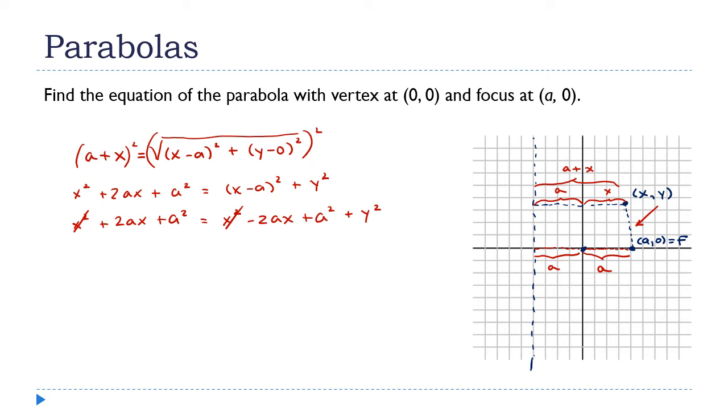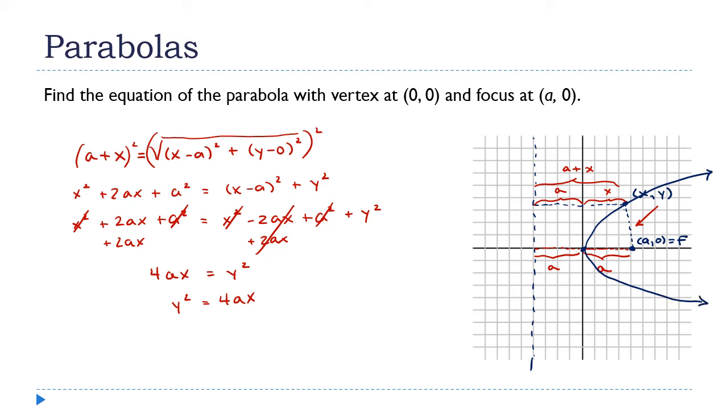I can subtract a squared from both sides, and the a squareds cancel. And now I'm going to add 2ax to both sides. These two cancel, and all that's left is 4ax equals y squared. Or we usually put the y first, right? So let me make this y squared equals 4ax, right? And that is the equation of my sideways parabola.